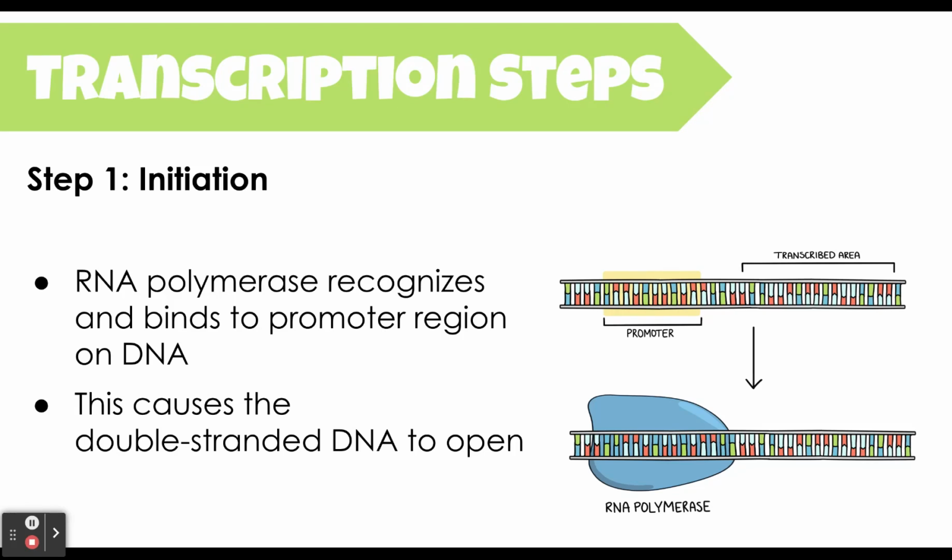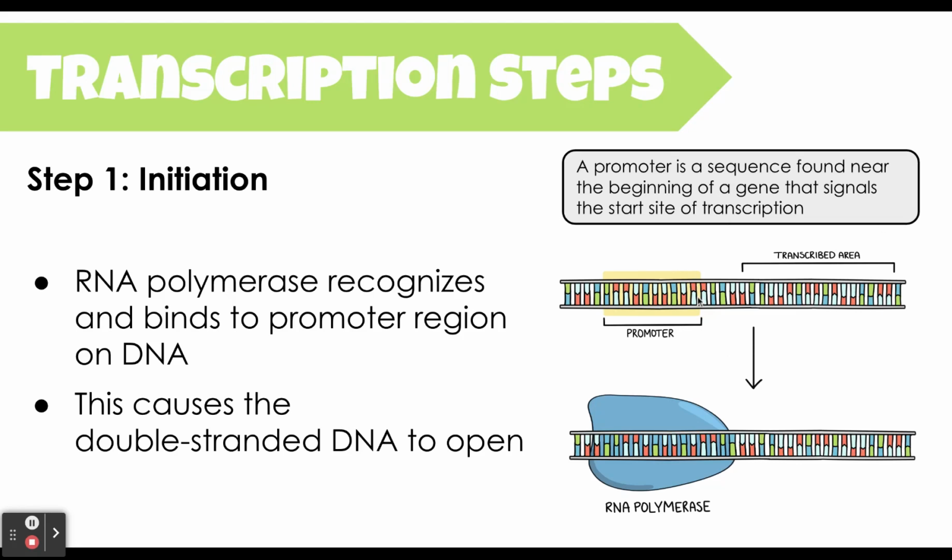So once RNA polymerase attaches to the DNA, it causes the two strands of DNA to split apart. It opens up that DNA strand. And this promoter sequence is always going to be found near the beginning of a gene, genes being sections of the DNA that make a specific protein. So that little promoter region will always signal the start of where you want transcription to occur in a section of DNA.